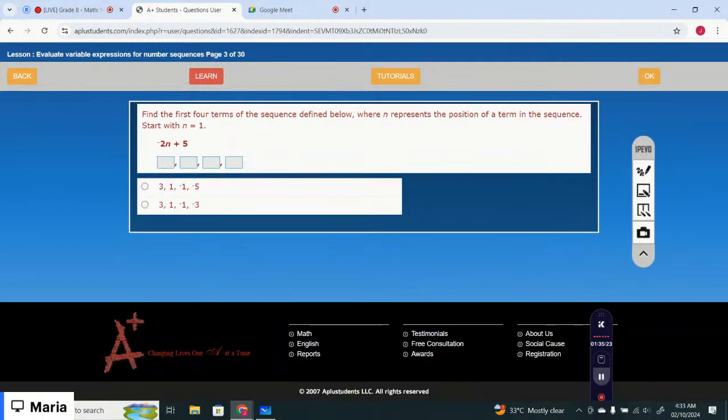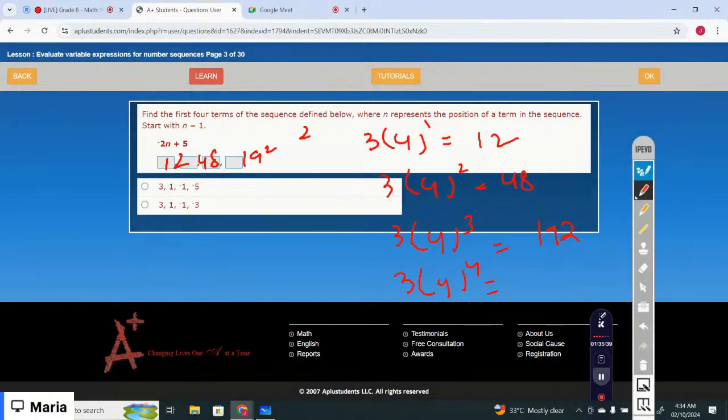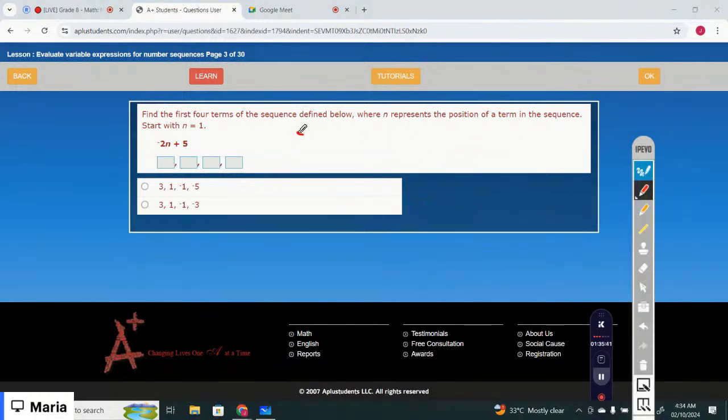Okay, the next one is find the first four terms of the sequence defined below, where n represents the position of a term in the sequence, that is negative 2n plus 5. You have to write down the first four terms. Start with n equals 1. That is negative 2 times 1 plus 5, negative 2 times 2 plus 5, negative 2 times 3 plus 5, negative 2 times 4 plus 5.